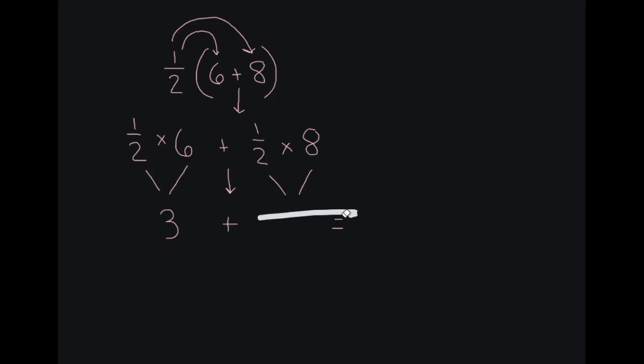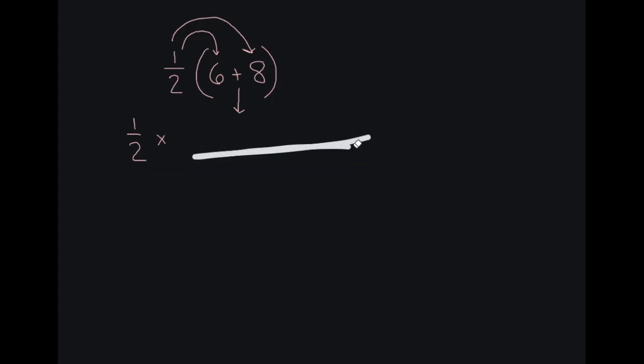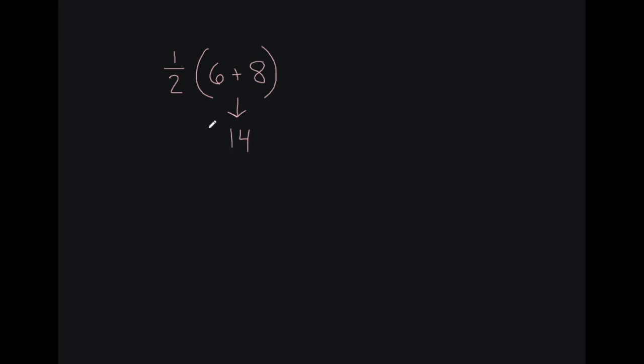Let's double check and make sure we got this right by doing it the other way with the numbers inside the parentheses first. 6 plus 8 is 14. Ooh, and we know we already have our half right here. Half of 14 equals 7. Great job. Let's see how we do this if we have a variable inside of the parentheses.